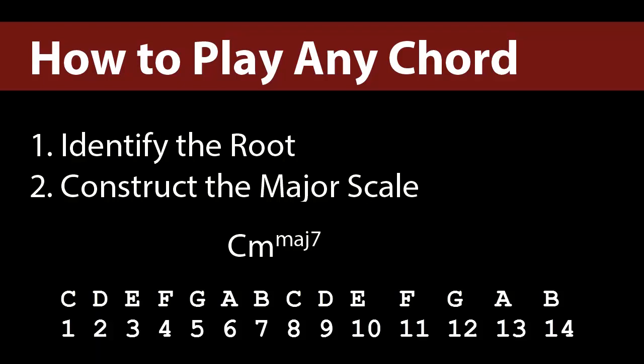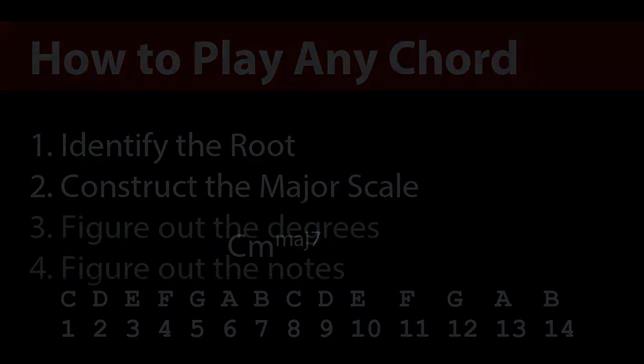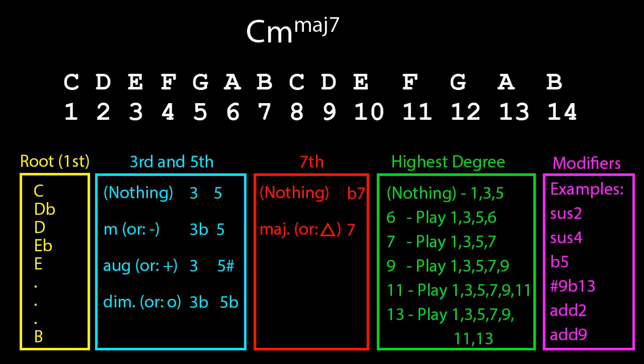So the first and second steps are fairly straightforward. Let me show you how to go through the third and fourth steps. Alright, don't freak out. This chart is a lot simpler than it seems. What we're going to do is break up the chord into 5 different parts. And each part is going to tell us something about the notes we are going to play. I'm going to keep the C minor major 7th chord as an example, and I'm also going to keep the C major scale on the screen.